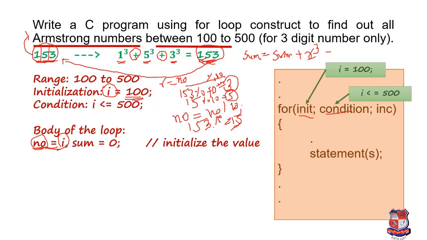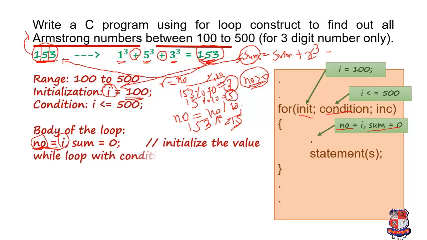The same procedure is repeated till number is greater than 0. So what will be the condition for our inside loop? That is number greater than 0. At the end we will have some value in the variable sum, and we have to compare this value with the value of i. Now we'll write the equation over here. Firstly we initialize two variables, that is number equals i and sum equals 0.